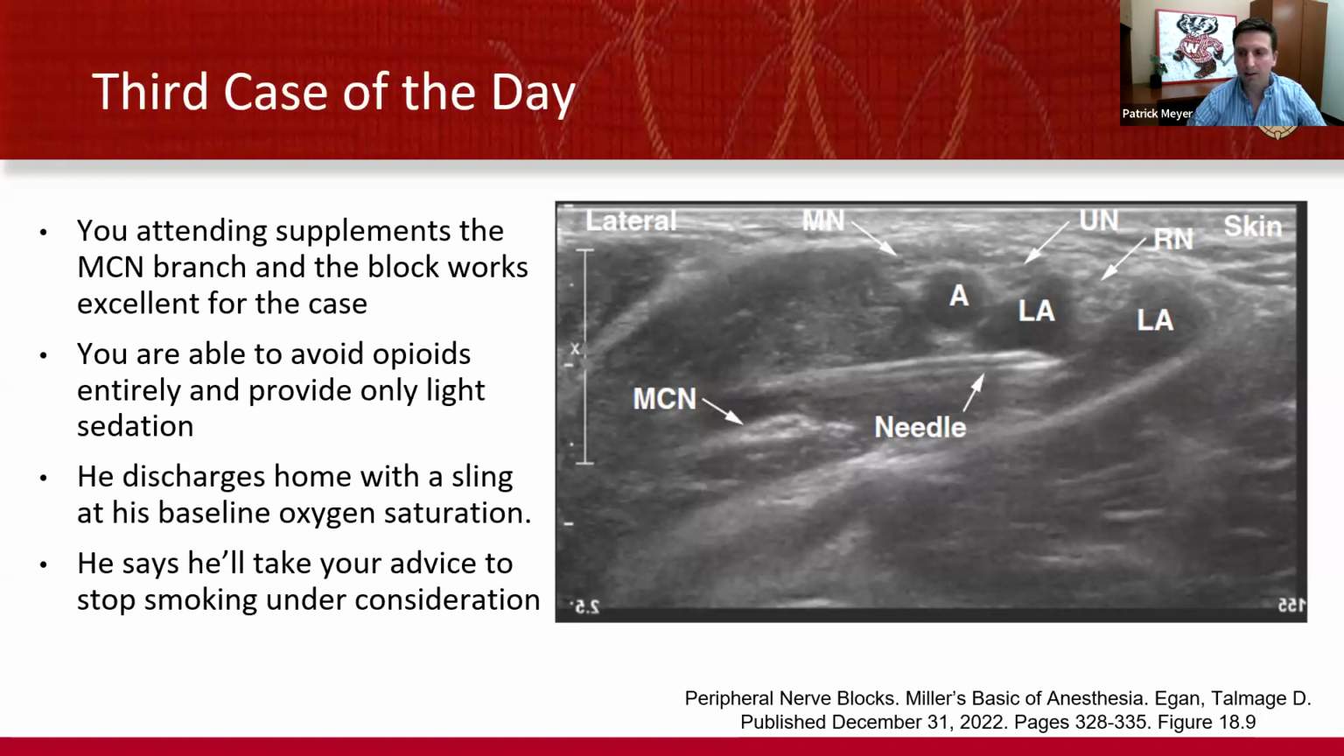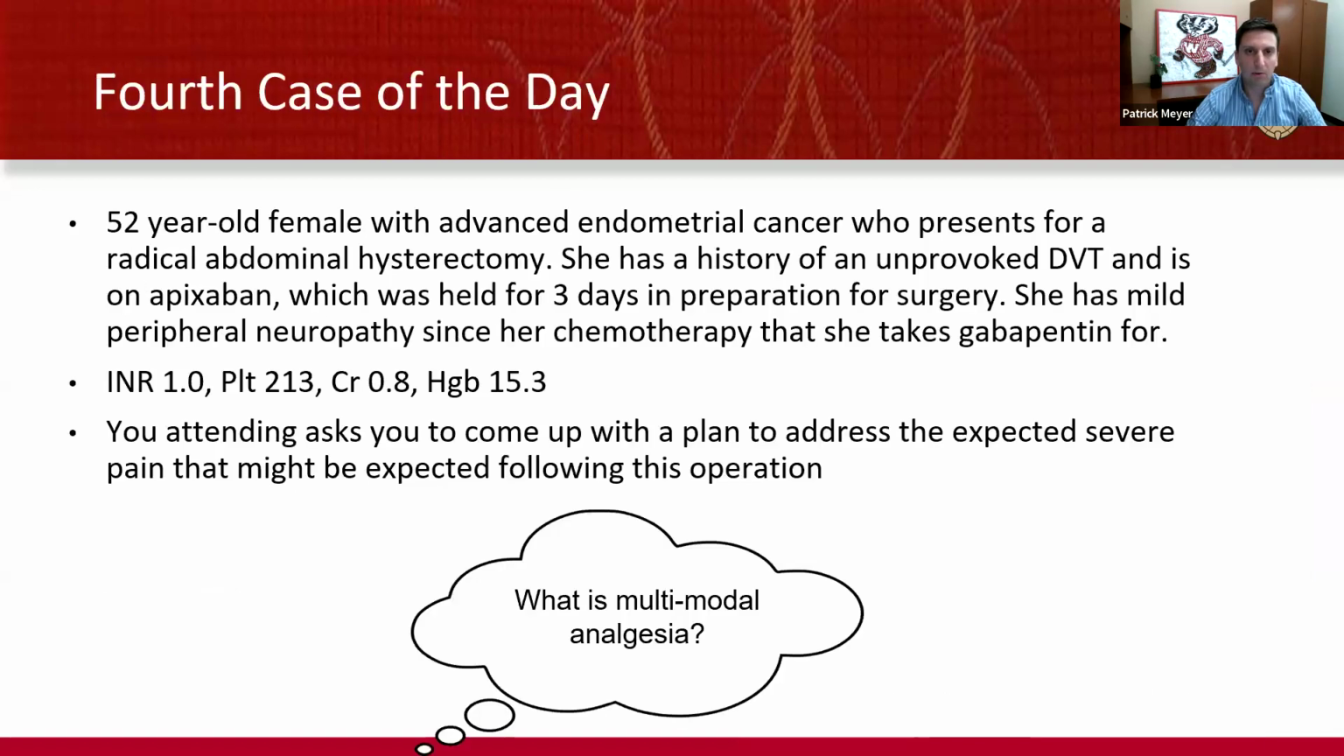All right, we're tired. There's a lot going on today, but we got one more case to do, and it's our biggest case of the day. It's a 52-year-old female. She has advanced endometrial cancer. She's coming in for a radical abdominal hysterectomy. She's had a history of a DVT in the past that was unprovoked. She's maintained on apixaban for that. They held it for a few days in preparation for surgery. She's got some mild neuropathy they think is from chemotherapy in the past, and she takes gabapentin for that. Otherwise, her heart and lungs work well. You can see her labs here, essentially normal, with normal renal function.